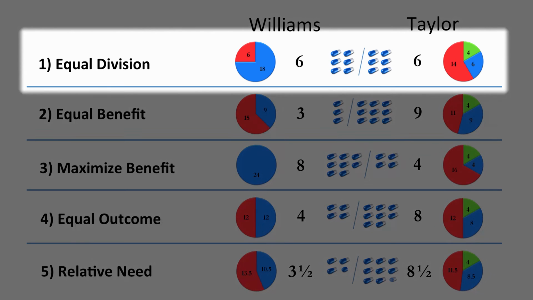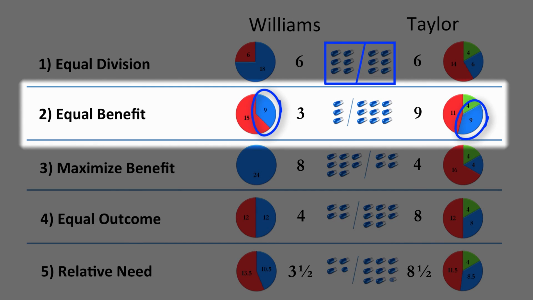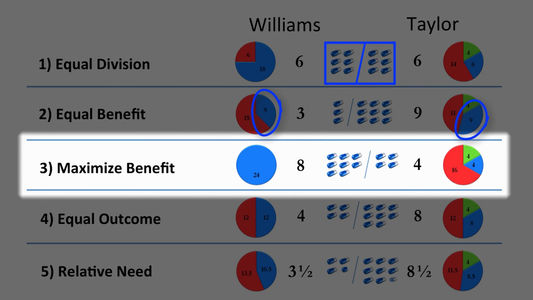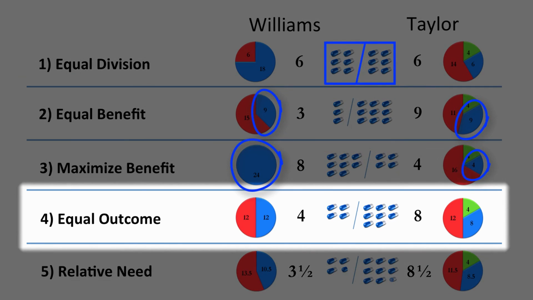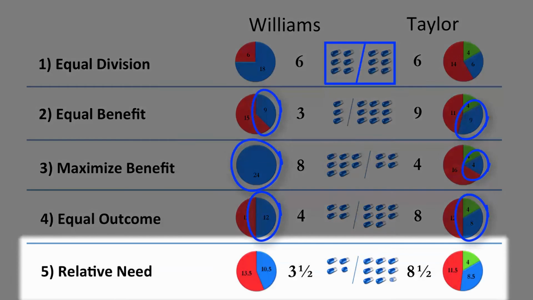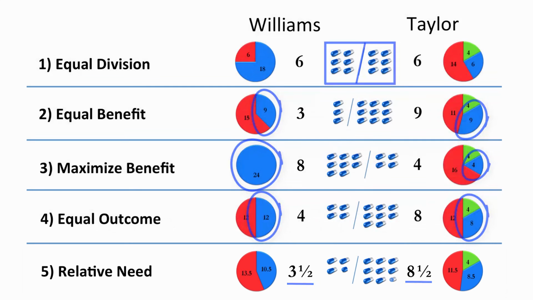Equal division divides the number of pills equally. Equal benefit ensures that both people obtain the same amount of pain relief from the pills. Maximize benefit seeks to obtain the greatest amount of pain relief for both people together. Equal outcome ensures that both people experience the same amount of pain-free hours each day, and relative need divides proportionally according to each person's need for complete pain relief.